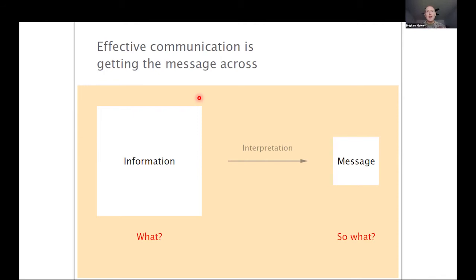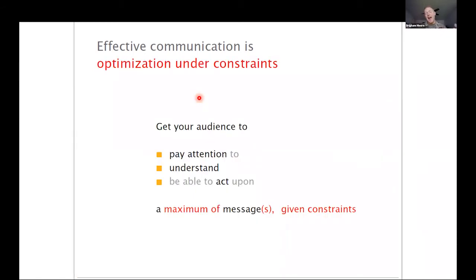You're really trying to pass as many messages, or as many packets of information, that are relevant to that person as you can within the given constraints. That ends up being the culmination here. So effective communication is optimization under constraints. We use that word in science a lot: to optimize, to get the maximum number of messages given constraints.